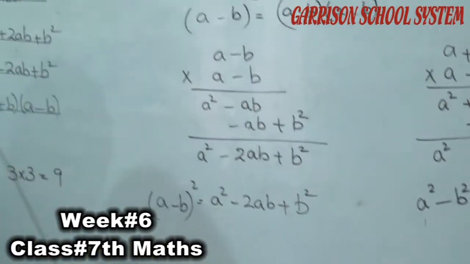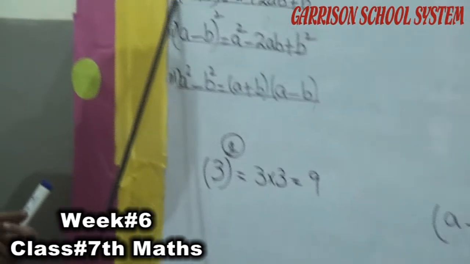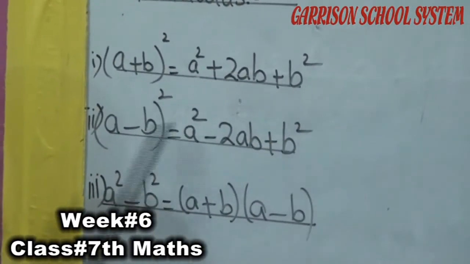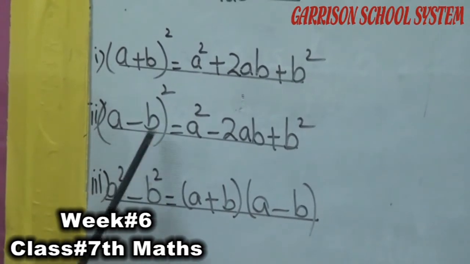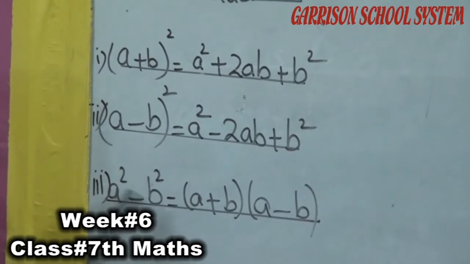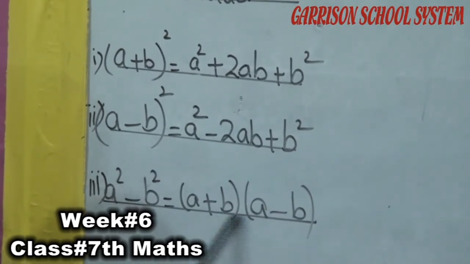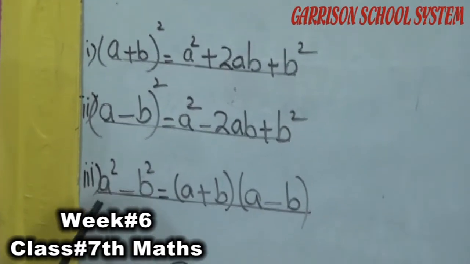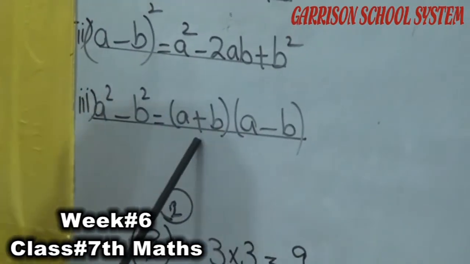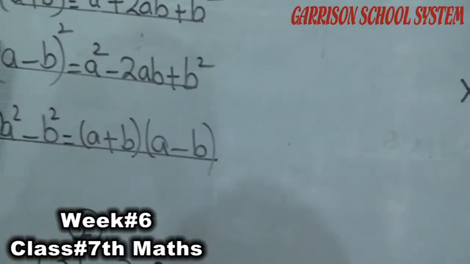And next, third formula. This is the closed side of the formula, and this is the open side of the formula. And in the third formula, this is the closed side of the formula, and this is the open side of the formula. A square minus b square. A square minus b square is equal to a plus b into a minus b.